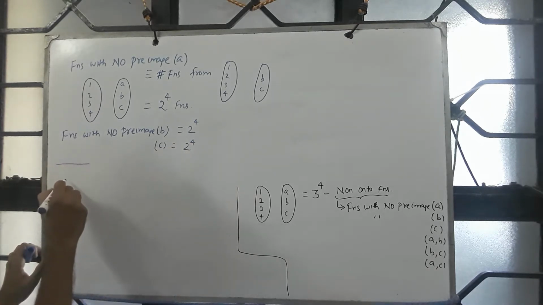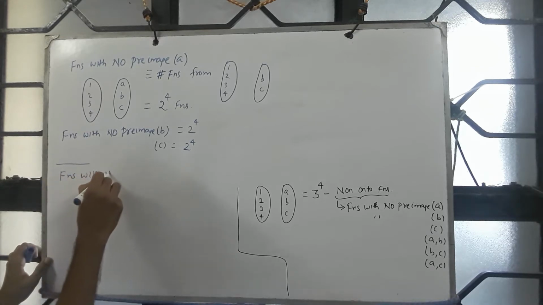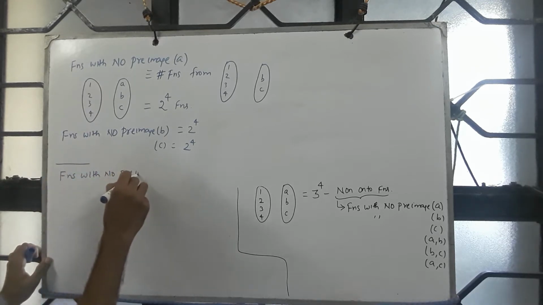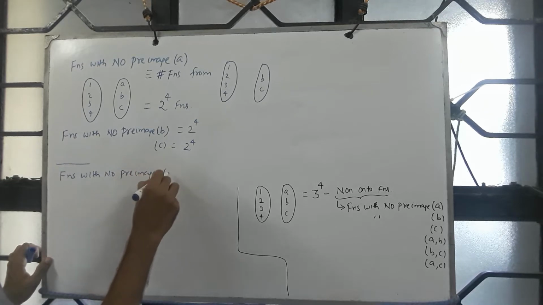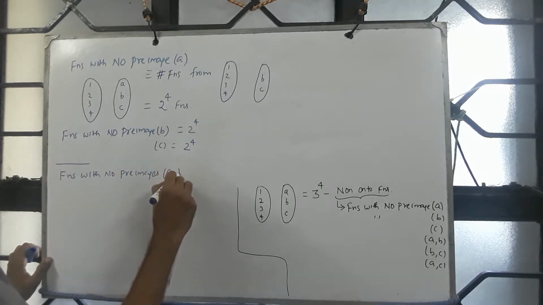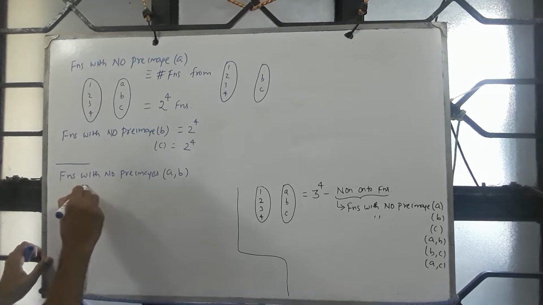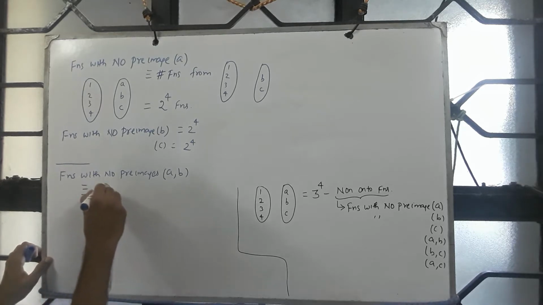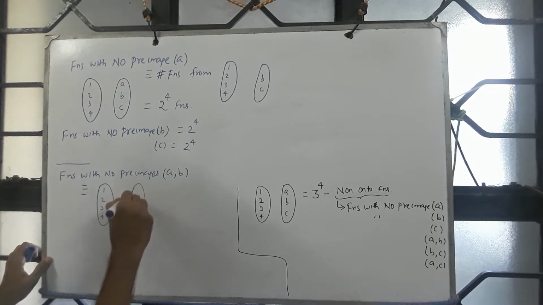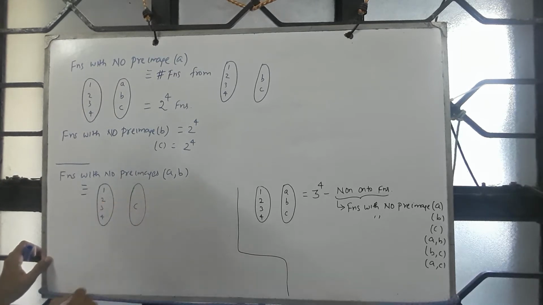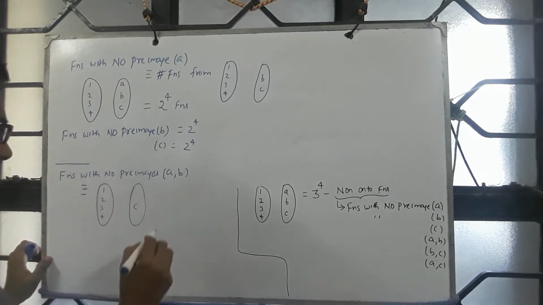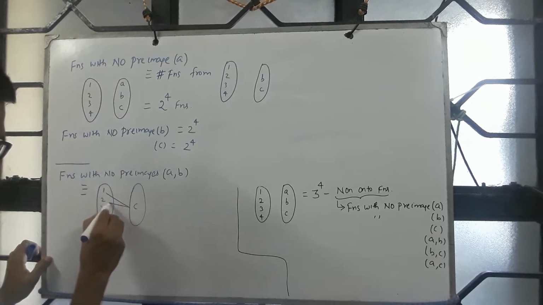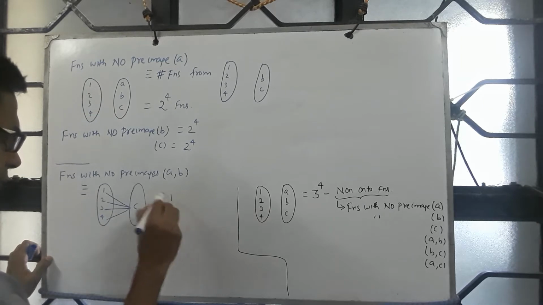Then we need to count functions with no pre-images for A as well as B. That's equivalent to saying how many functions are there from 1, 2, 3, 4, leave A and B, you have just C, just one element. How many functions are there? It is just one. All of them are mapped to this, so the number of such functions is 1.